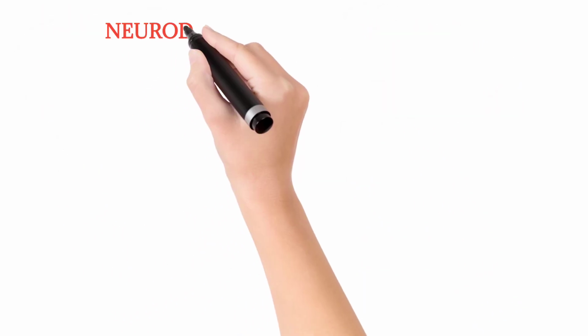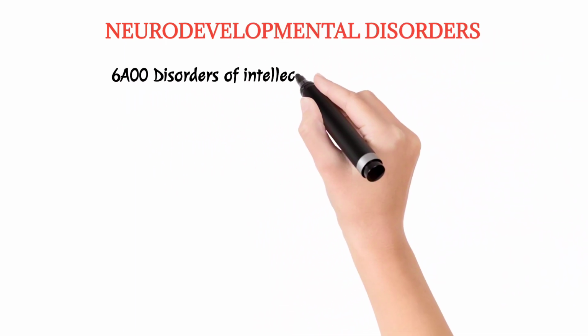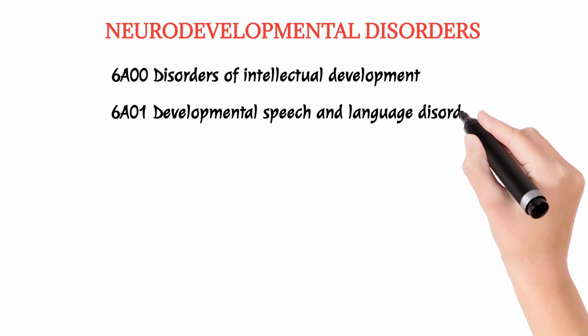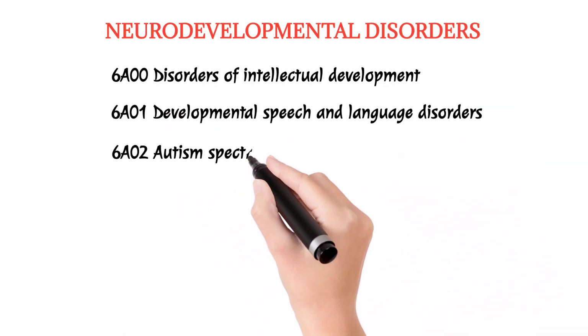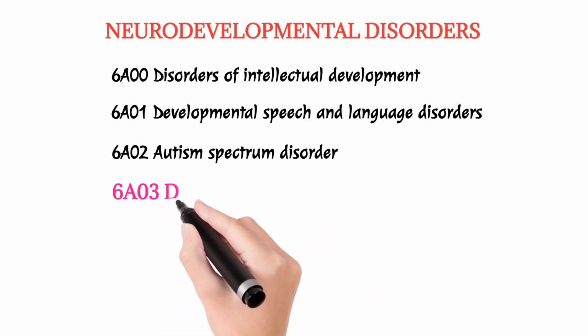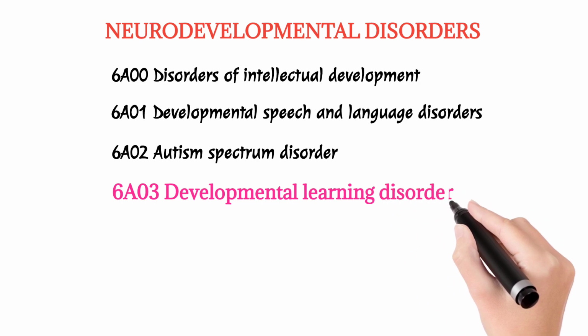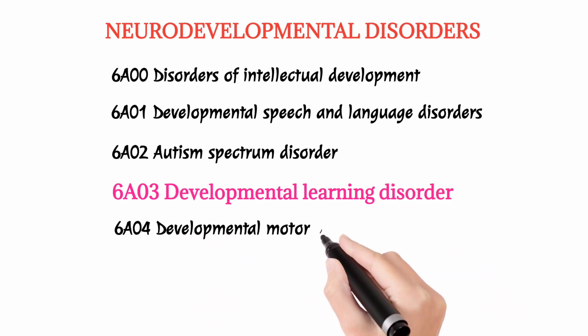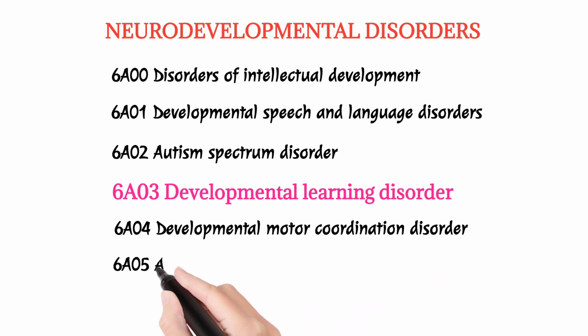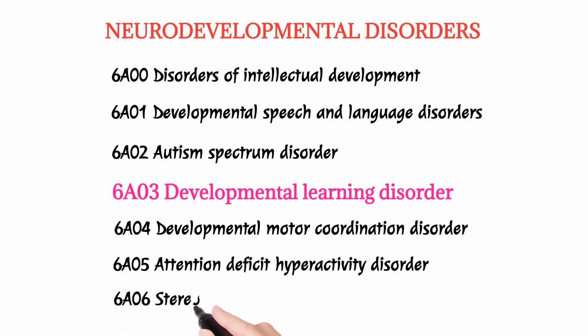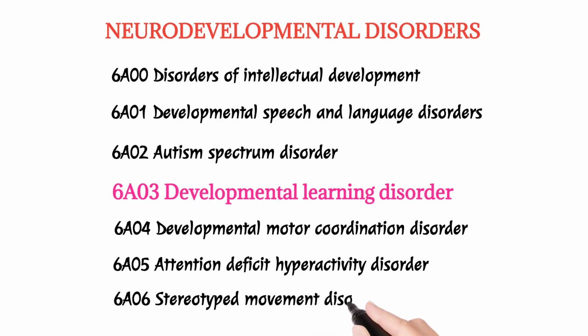Before moving on to the next topic, first we will see the classification of neurodevelopmental disorders. First is 6A00 disorders of intellectual development, 6A01 developmental speech and language disorders, 6A02 autism spectrum disorder, 6A03 developmental learning disorder, 6A04 developmental motor coordination disorder, 6A05 attention deficit hyperactivity disorder, and 6A06 stereotyped movement disorders.